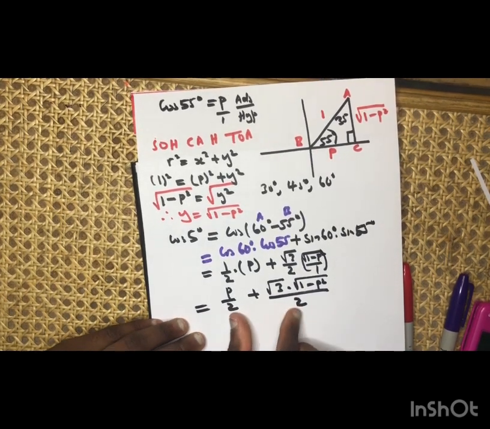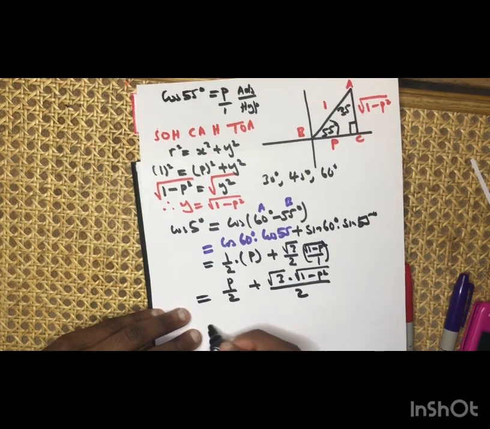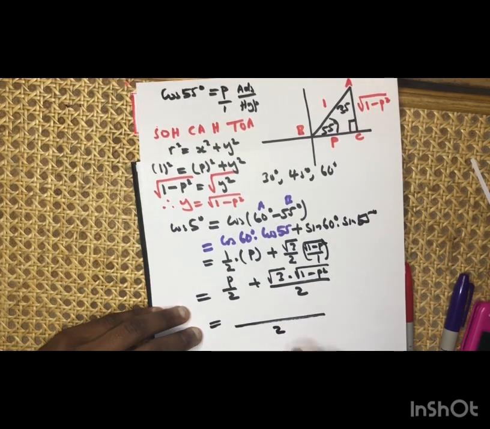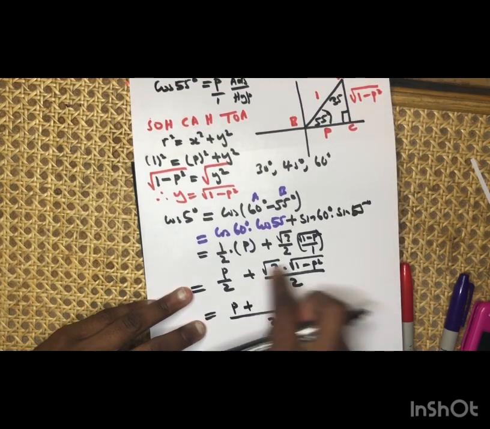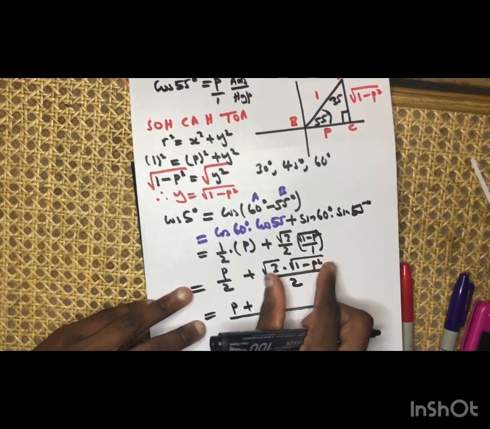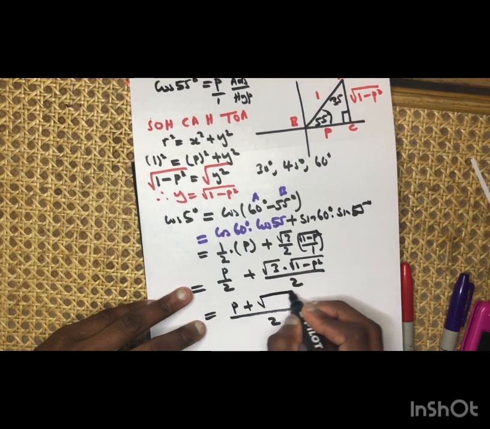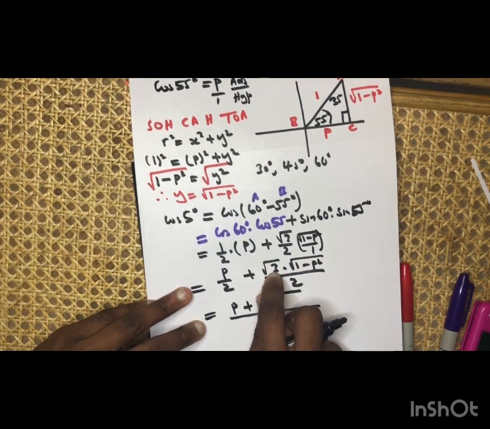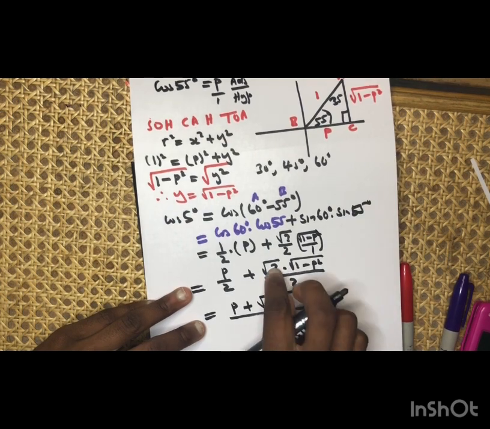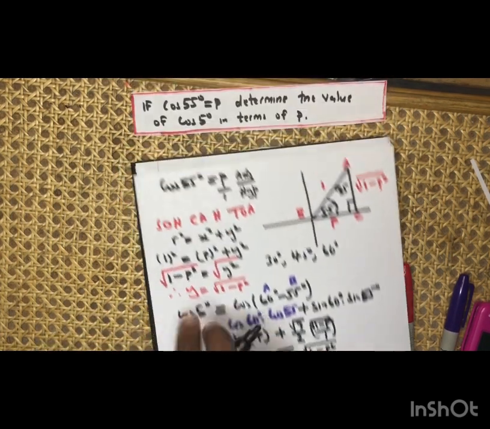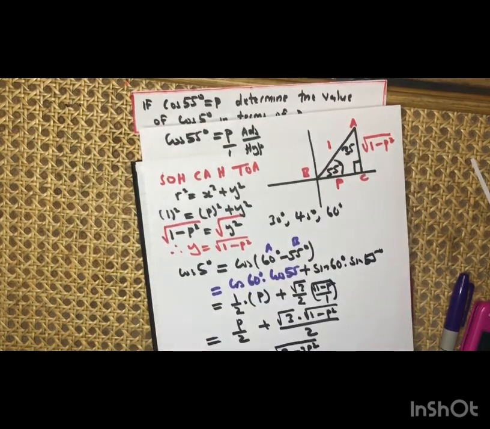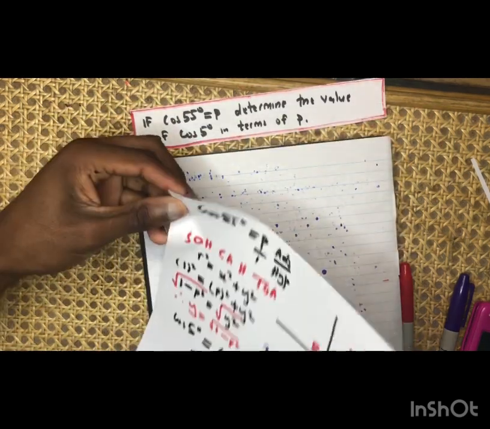Can you see that the denominator is the same? So we take one denominator and we add the numerators. So it's going to be p plus, since we're multiplying the square roots here, I'm going to take one square root and multiply what is inside. So 3 times 1 is 3, and 3 times minus p squared is minus 3p squared. So this is my final answer for cos 5. Understand? So let's see what we have in the next question.